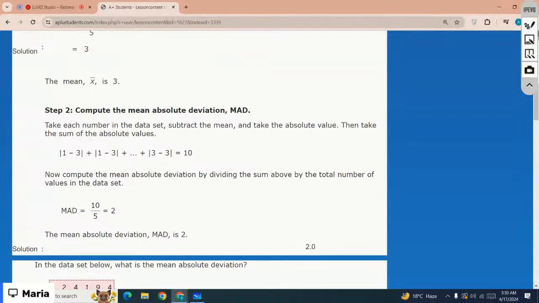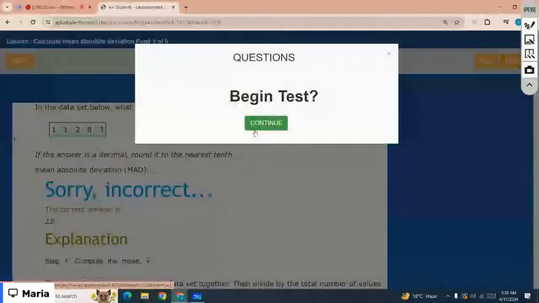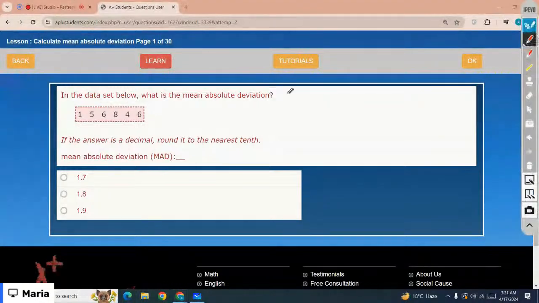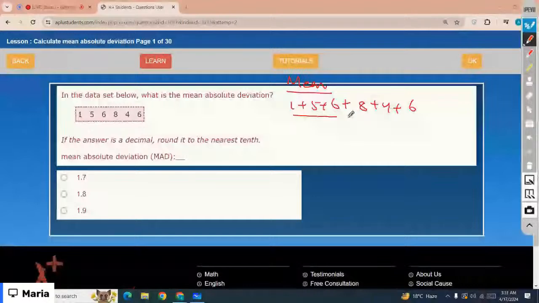You can have a look at them, they are already solved. So I'm going to start with the practice questions. In the data set below, what is the mean absolute deviation? The first thing is you need to calculate the mean, right? For the mean, you have to add them all. 1 plus 5 plus 6 plus 8 plus 4 plus 6. They are 6 in number. You have to divide the sum by 6, right?